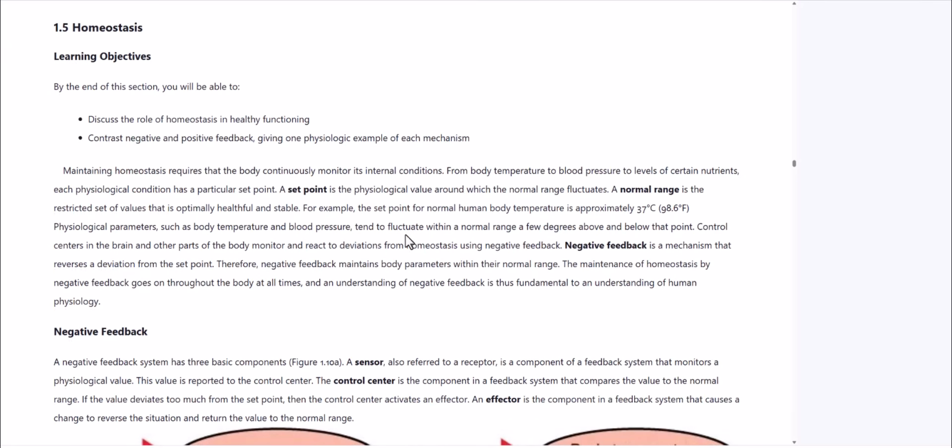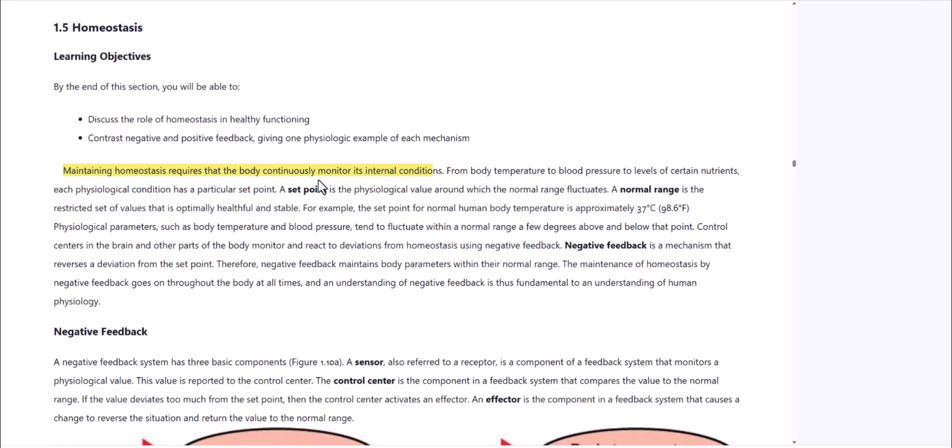So, homeostasis is this idea that the body is constantly monitoring its internal conditions and trying its very, very best to maintain that level, not at a perfectly straight, constant level, but within a normal range. We call that normal value the set point. And then the range is that fluctuation around that set point.